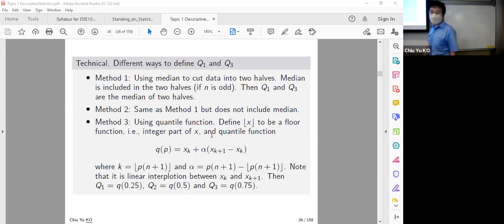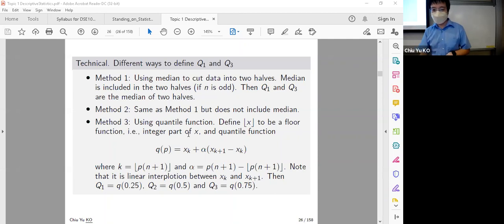Clean and easy. Okay? The only difference between method one and method two is whether you include the median in your cut. You split the data at the median, and the question is whether you include this median when you calculate the second medians. We'll make it very clear later. The first one includes the median, the second does not.